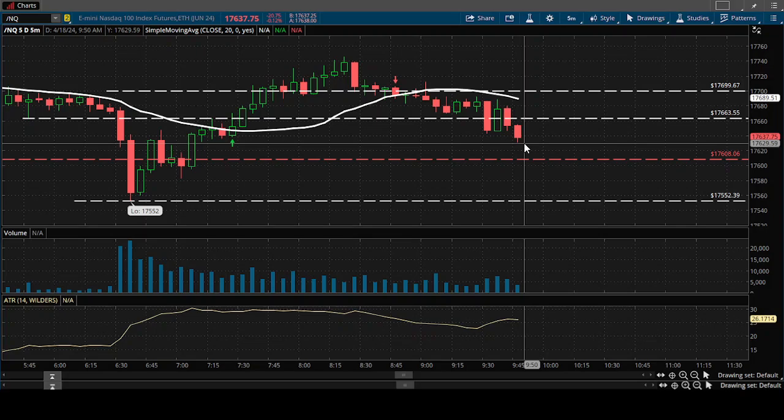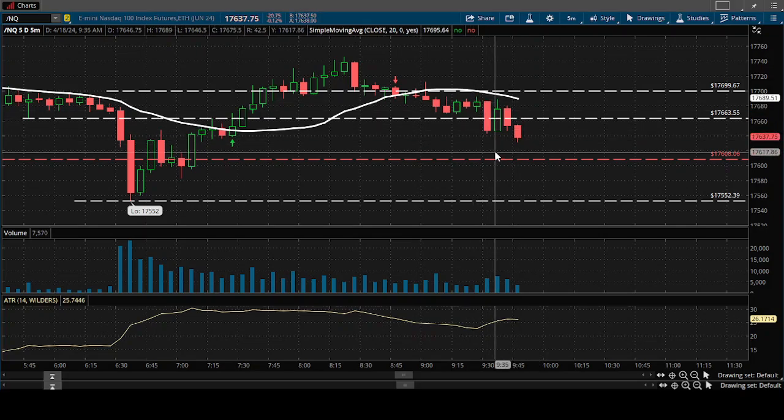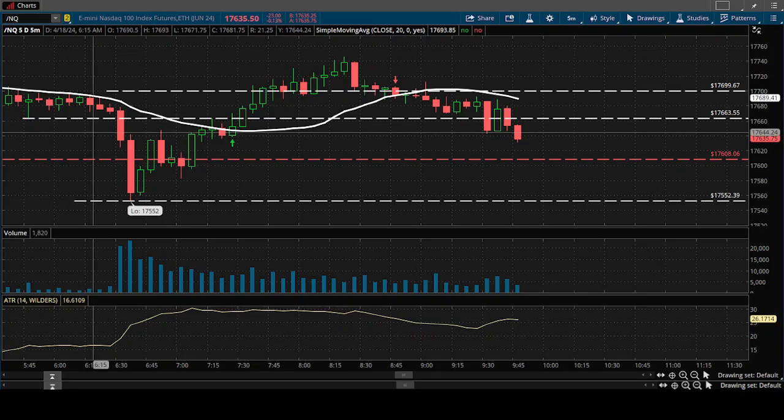But it all comes down to the mindset, because we do have demand in this area, right? In this zone. It doesn't have to get to 17,608. It doesn't have to get down here, right? It doesn't have to. There's a good chance that it does, but it doesn't have to. So when you take these type of breakdown trades, you have to have the mentality of protecting what's green, right?